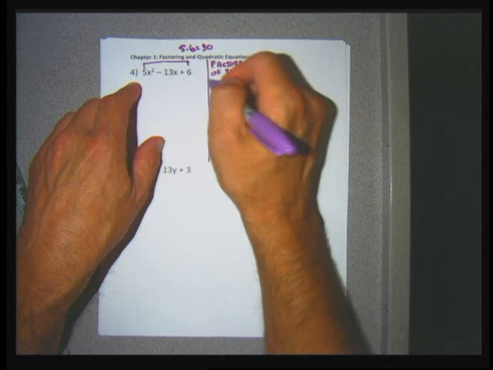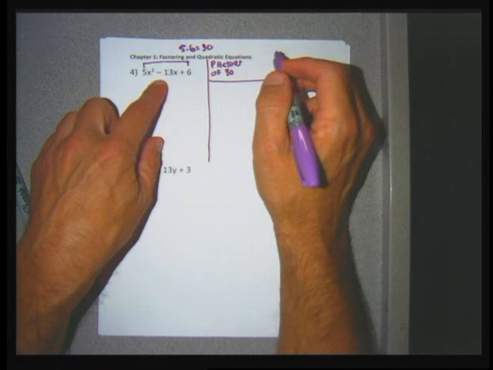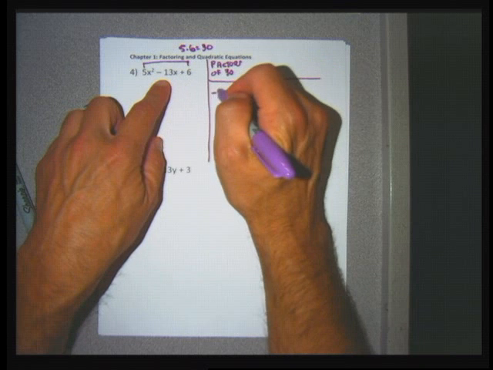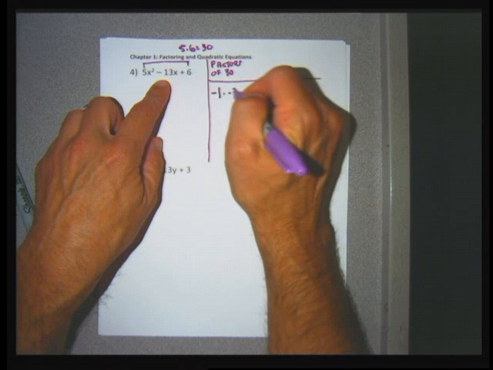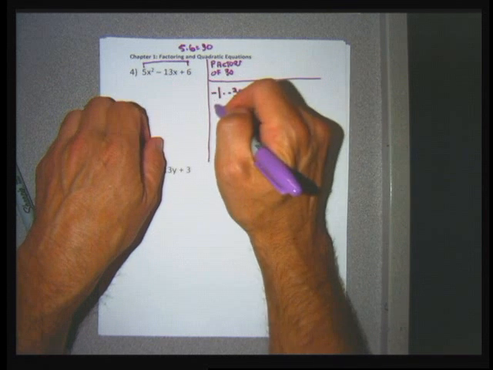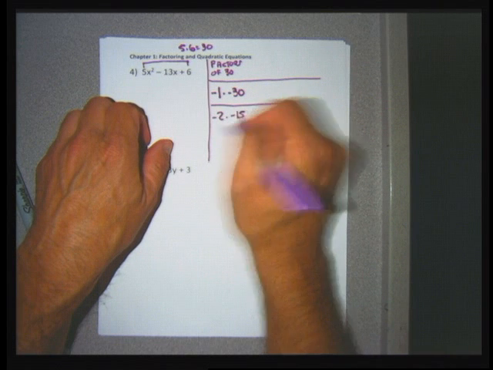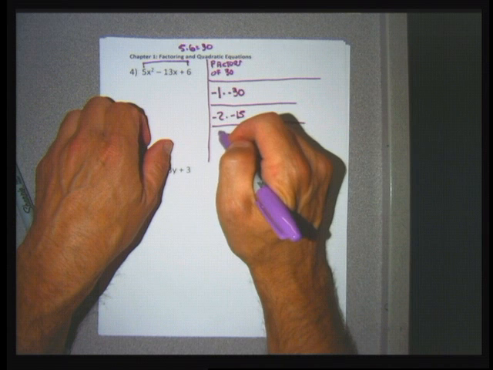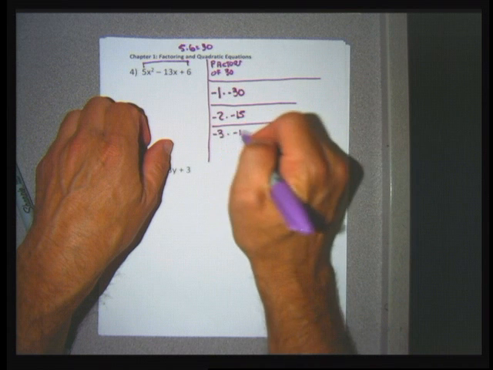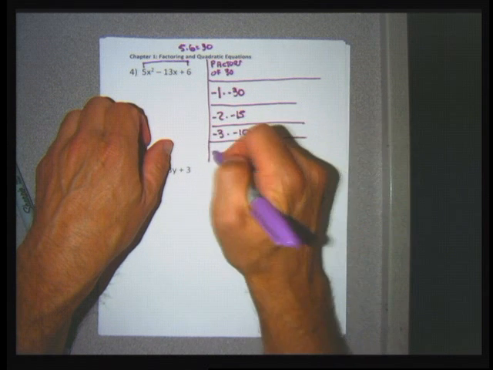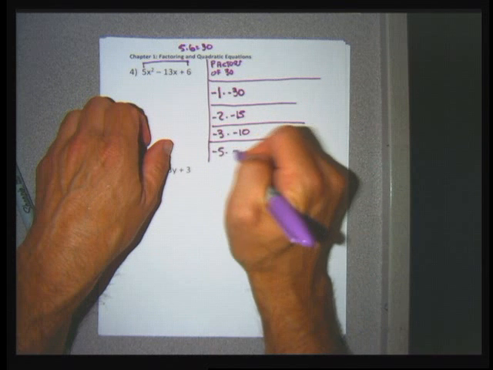And I need to get negative signs in there. I need two numbers that multiply to be positive 30. So with some negative signs, negative 1 and negative 30 will work. Negative 2 and negative 15 will work. Negative 3 and negative 10 will work. And negative 5 and negative 6 will work.